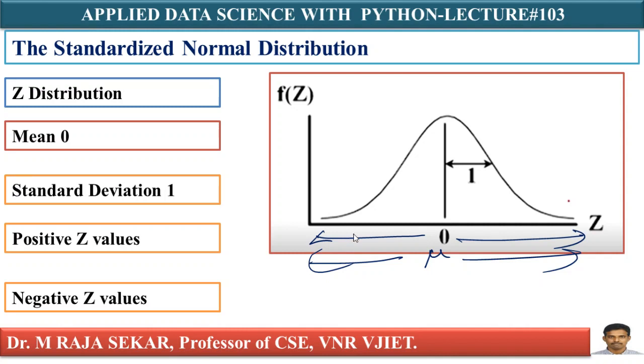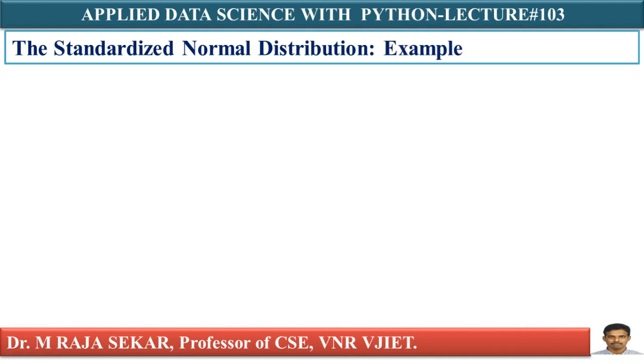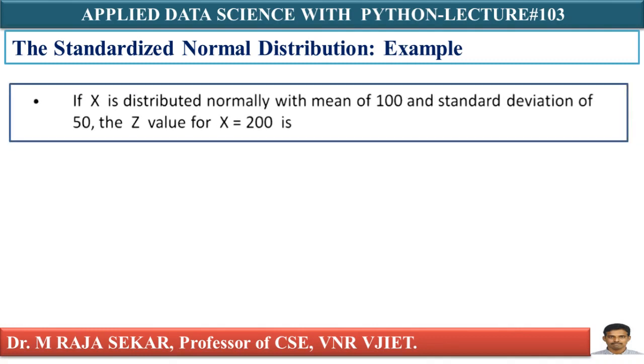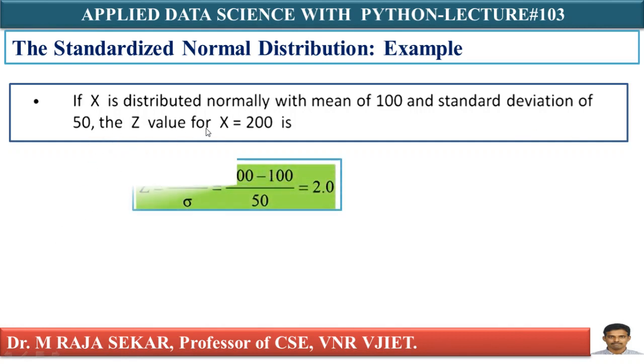Let's see how to do the conversion from normal distribution to standardized normal distribution. Let me assume x is normally distributed with mean equal to 100 and standard deviation equal to 50. Z value, how can I convert? Z value for x equal to 200. What is the formula? Z equal to x minus mu by sigma. What is my x? 200 minus mu. What is my mean? Mean means 100, by sigma. What is my sigma? Standard deviation is sigma.